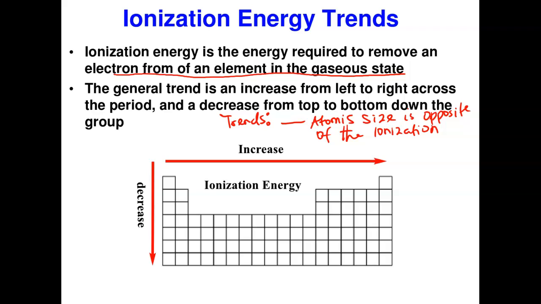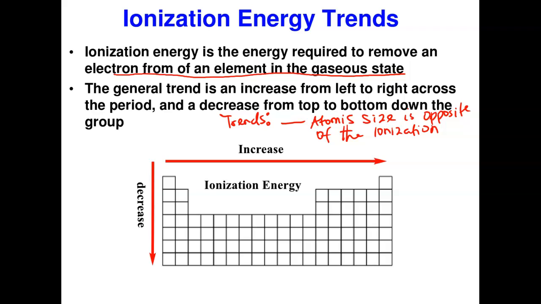Remember when we talked about the trend, we said if we're going from left to right across the period, the atomic size decreases. In this case, it increases. It's just the opposite of each other, and it is almost the same reason why this happens. So if you're going from left to right, the ionization energy increases. And if you're going from top to bottom of the periodic table, it decreases.